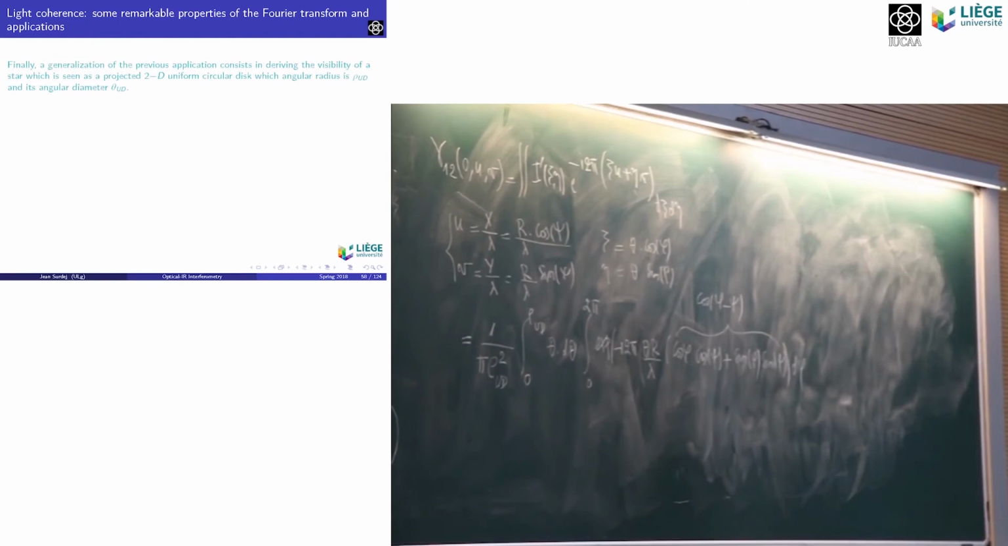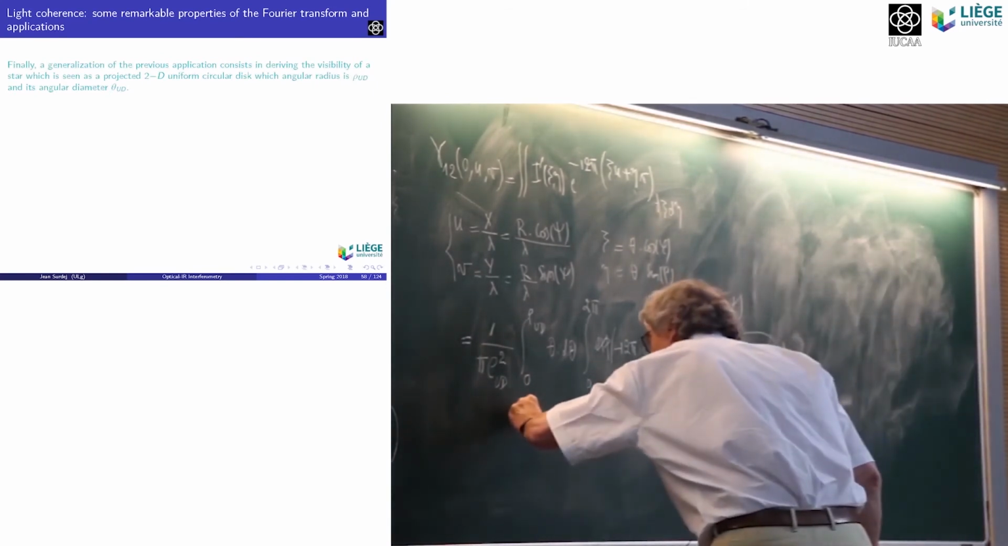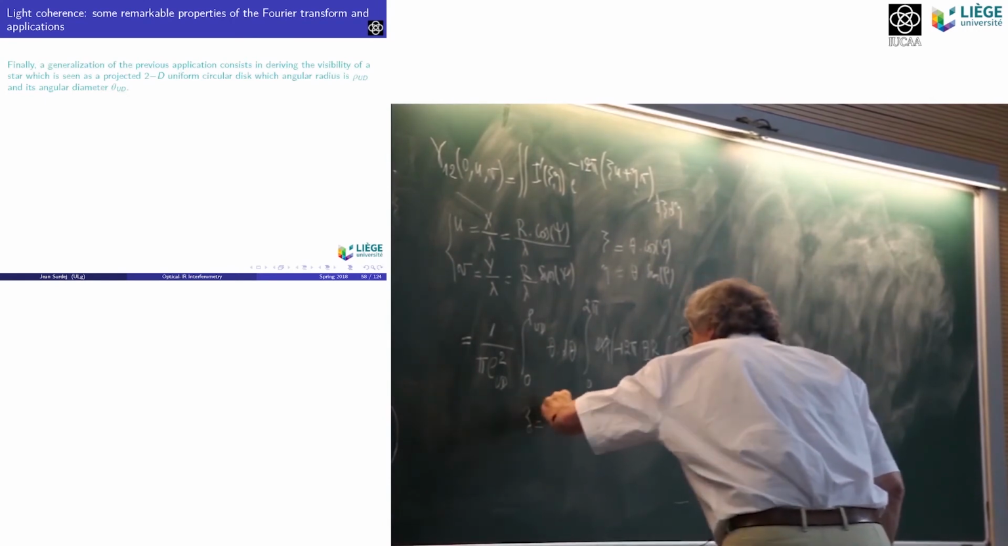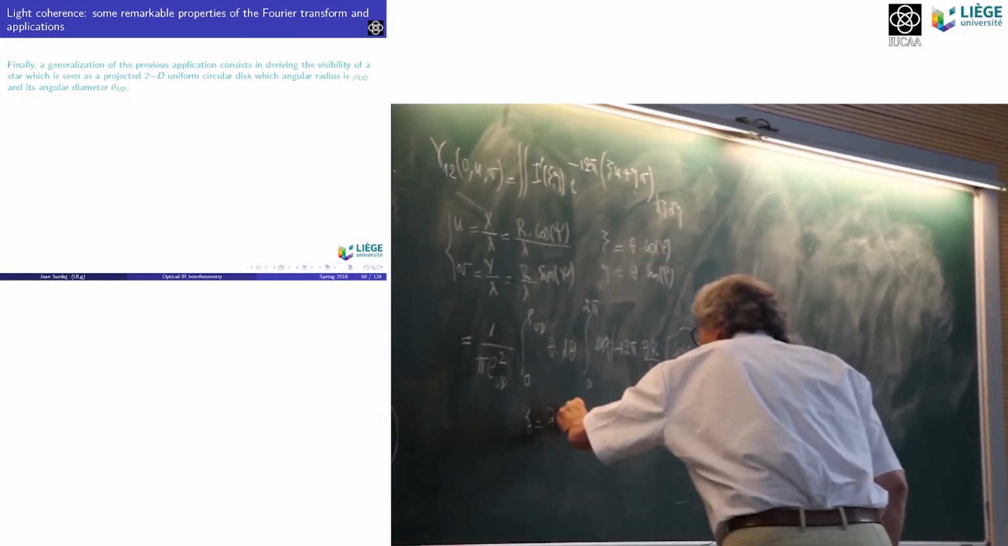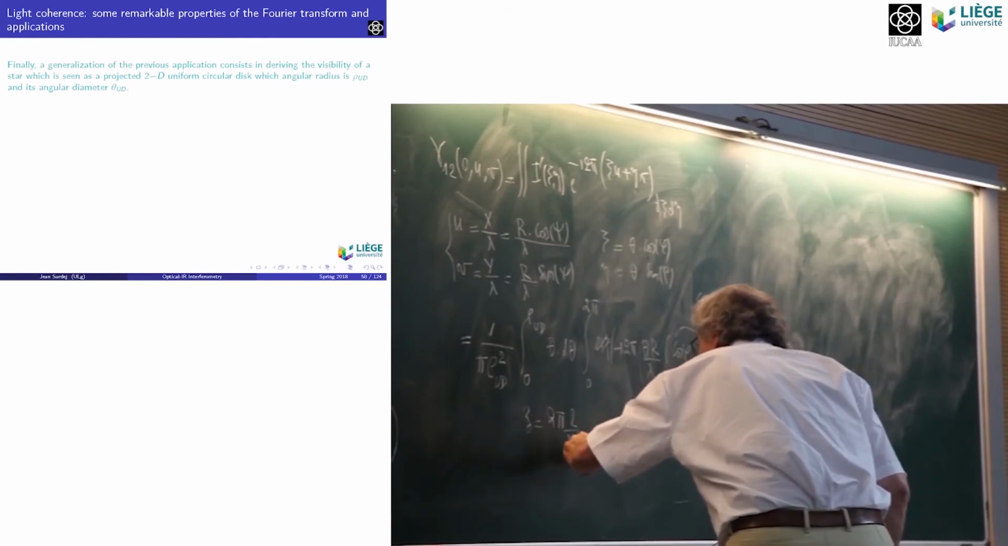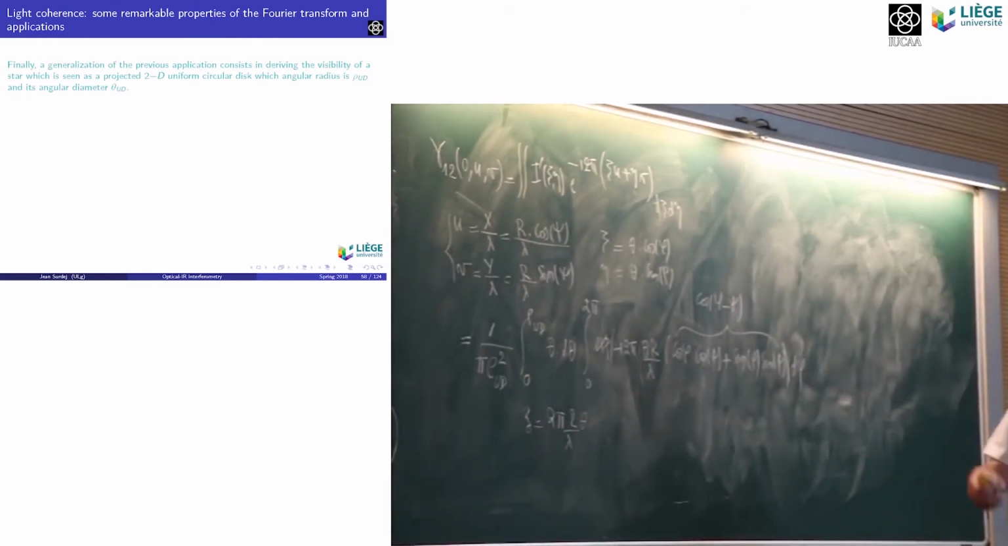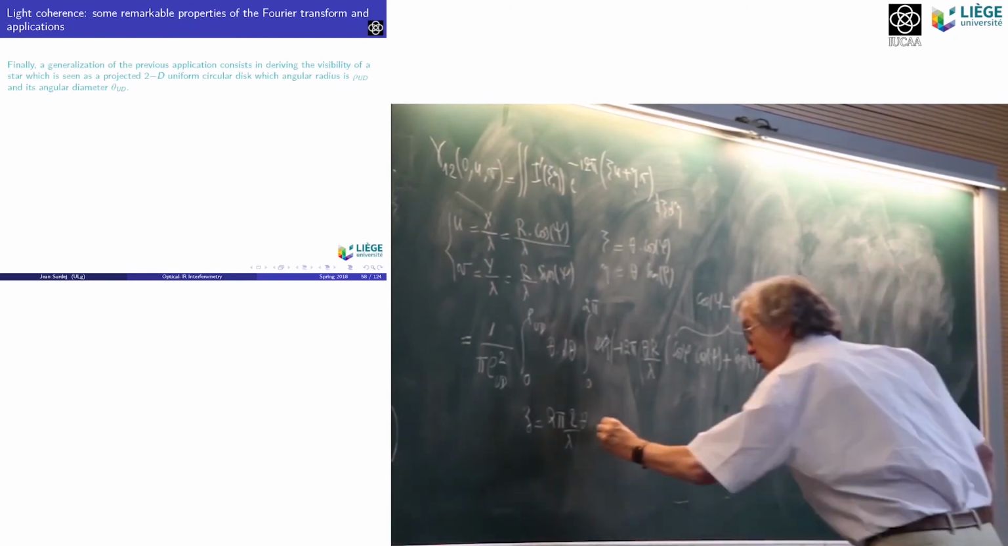Now, I continue. I will make still some variable changes. I will pose that z is equal to 2 pi r over lambda times theta. So still a change of variable. And now still another one.